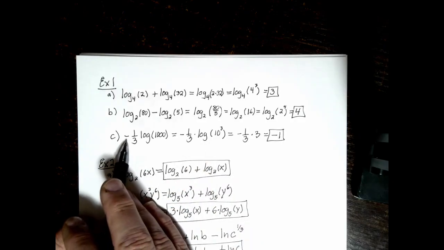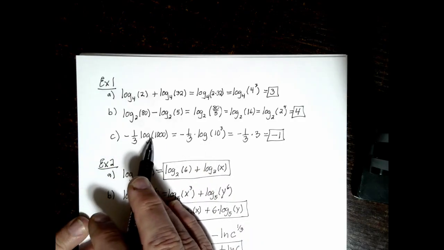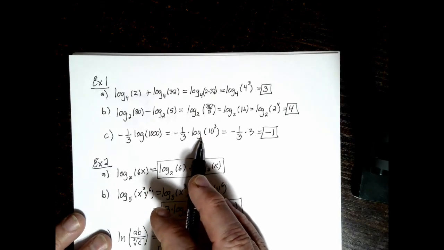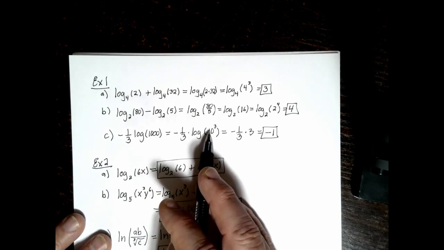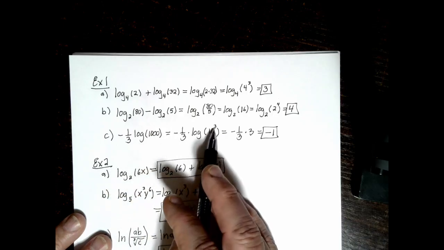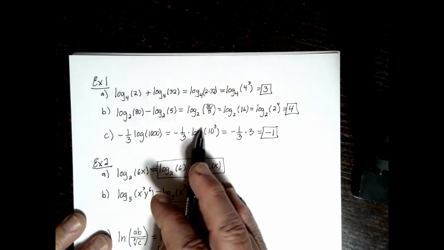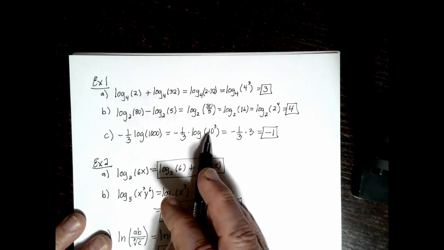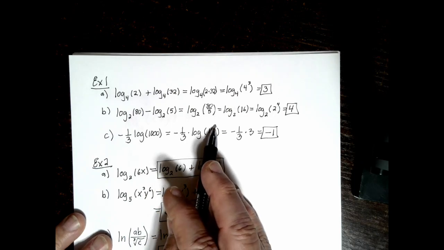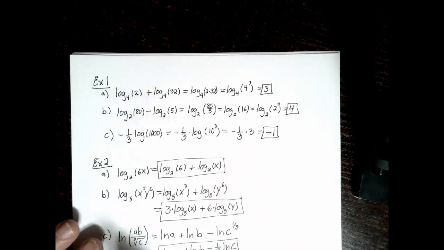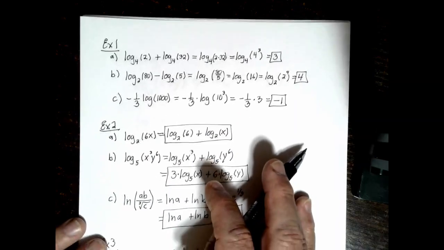Now here you've got negative 1/3 log 1,000, and this is base 10, so you want to write the 1,000 in terms of 10. So log 1,000 is 10 to the 3rd. And this part is just 3, because log base 10 of 10 raised to the 3 equals the exponent 3. 3 times the negative 1/3 in the front is just negative 1.